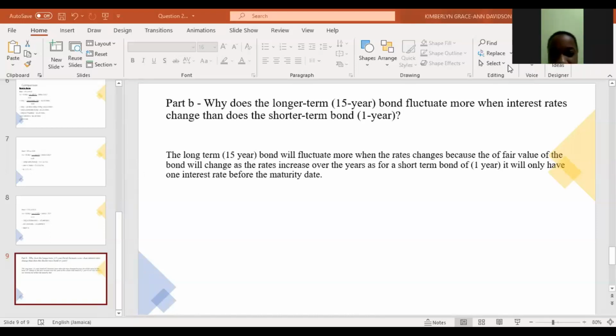Okay, so I'll be doing part B. Part B says, why does the long-term 15-year bond fluctuate more when interest rates change than the shorter-term bond? The long-term bond will fluctuate more when the rates change because the fair value of the bond will change as the rate increases over the years. As for a short-term bond of 1 year, it will only have one interest payment before the maturity date.